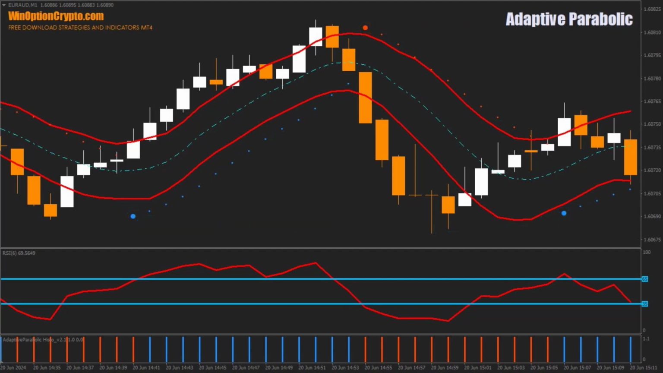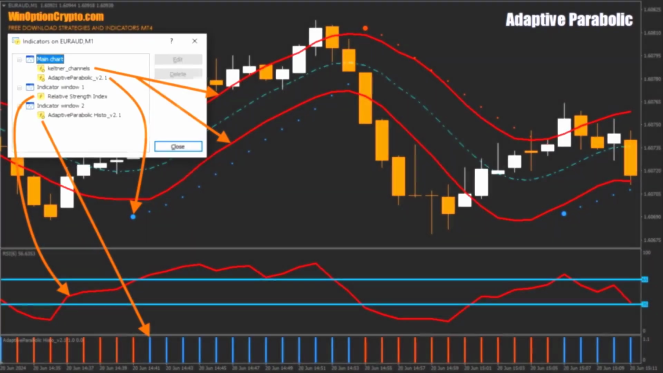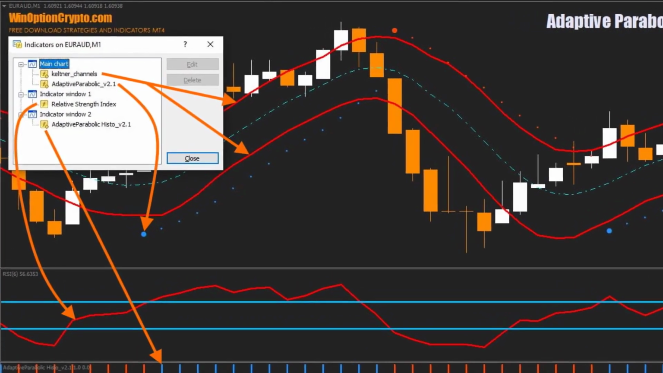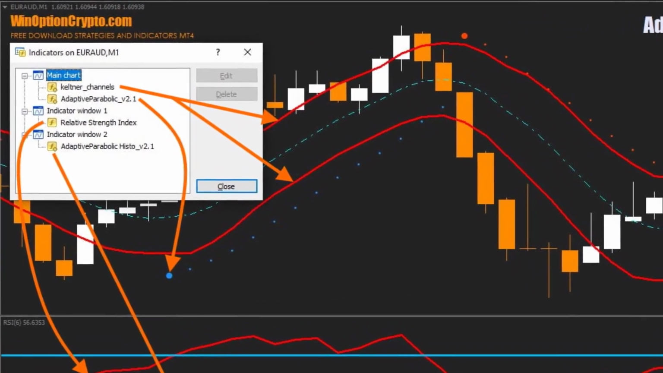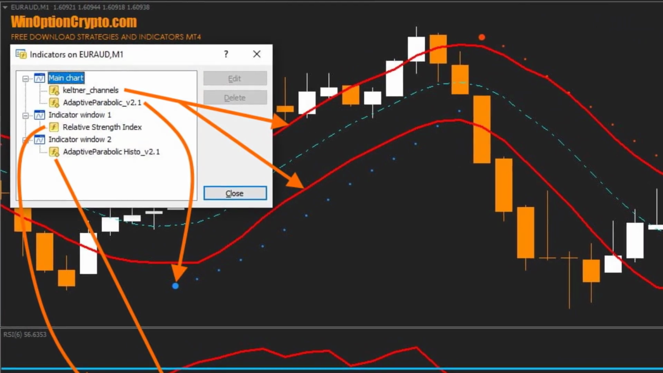Additionally, the strategy uses 3 more indicators: Keltner channels, Adaptive Parabolic Histo, and RSI. The last 2 are classic oscillators located under the price chart, and the Keltner channel is a dynamic channel, the width of which changes depending on price fluctuations measured by the ATR indicator. Let us remind you that the ATR reflects the average range of price changes over a certain period. The higher the market volatility, the wider the channel. Conversely, with low volatility, the channel becomes narrower.